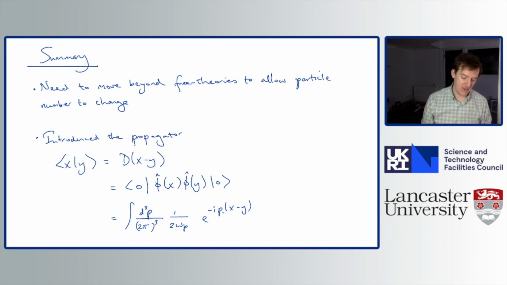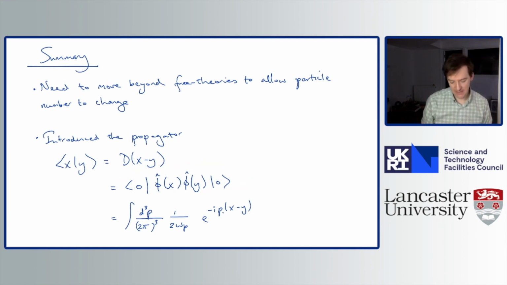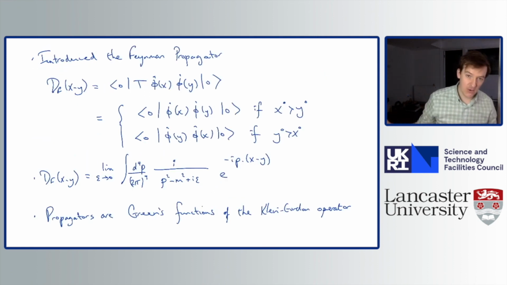We started to do some of that today by introducing this important term, the propagator. The propagator is simply the amplitude for me to start at a state described by a space-time point y and to be found later at a space-time point x. Quite often it's given the symbol D, so we write this amplitude as D of x minus y. We can express it in terms of our field operators sandwiched between the vacuum state. From this definition, we were able to calculate a result for the propagator in terms of an integral over the 3-momentum. That's the general propagator.